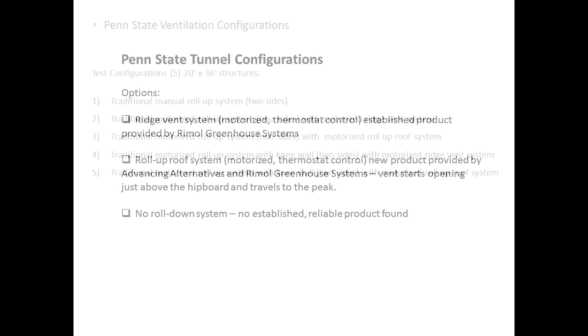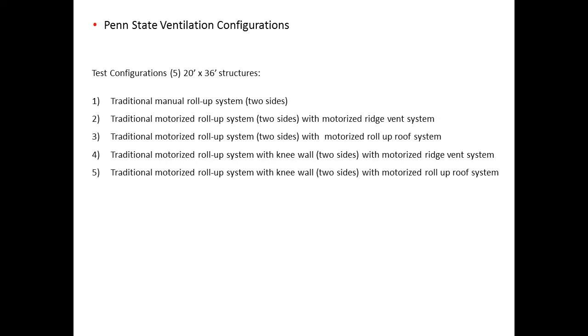Then our 5 test configurations that we're going to move forward with this spring, where one structure will be manual on 2 sides. Another structure will have motorized roll-up sides from the ground with a ridge vent. Another structure will have the same motorized roll-up sides with a motorized roll-up roof. And then another structure will have the motorized roll-up sides with what I call the knee wall on both sides, with a motorized ridge vent. And then the last structure will have the same sidewall with a motorized roll-up roof system.